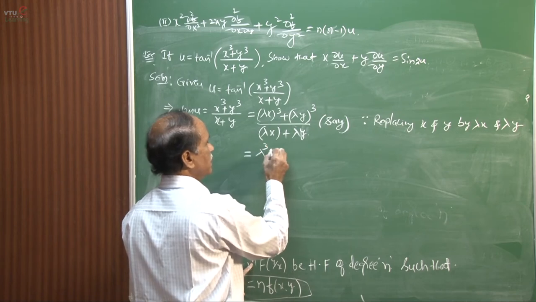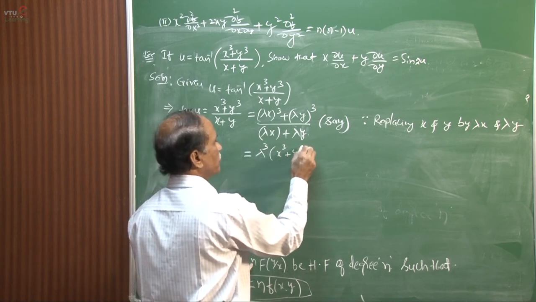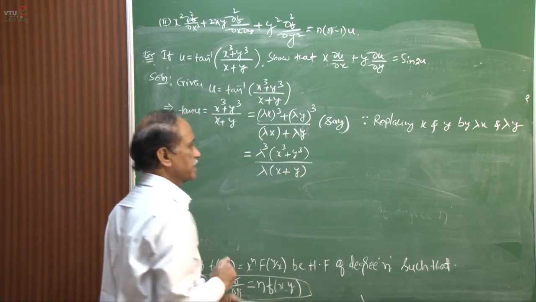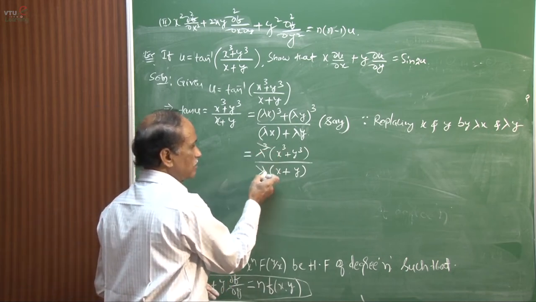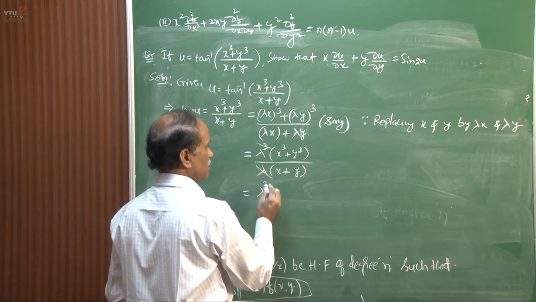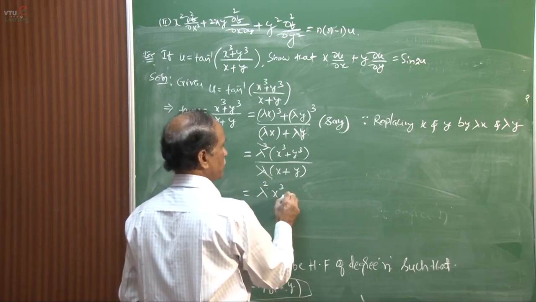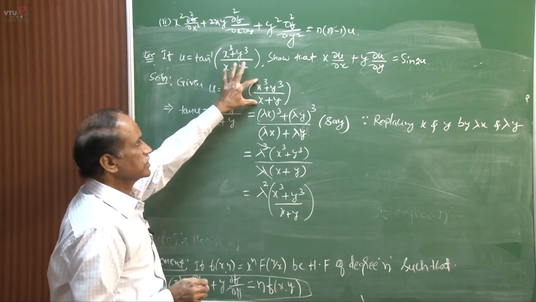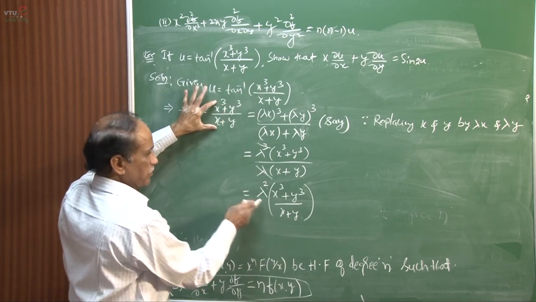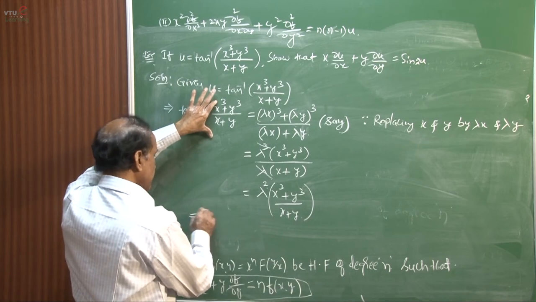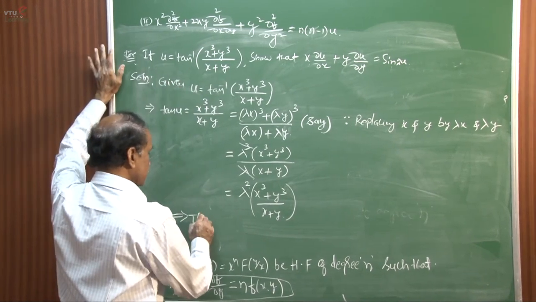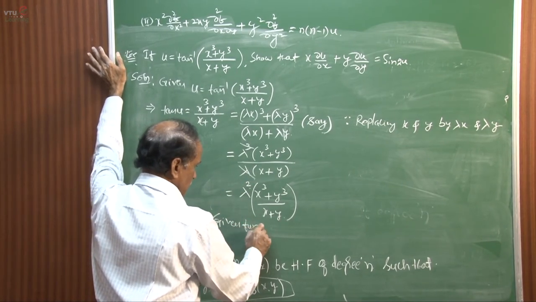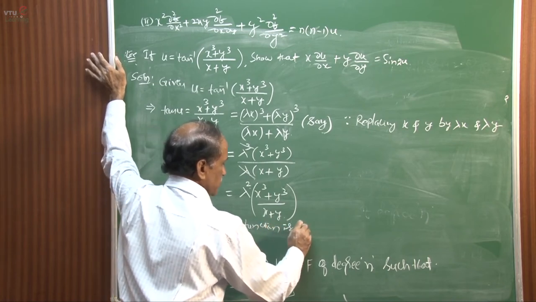Lambda to the power 3 you can take common, x cube plus y cube, and lambda to the power 1 you can take common from the denominator, x plus y. Now, one lambda you can cancel with this, then you will be getting lambda square, that is x cube plus y cube divided by x plus y. So, whatever this function is, it remains the same, but with lambda to the power 2. This clearly indicates that in every problem you do like this, the given function is homogeneous.